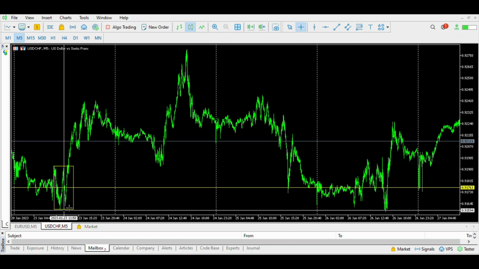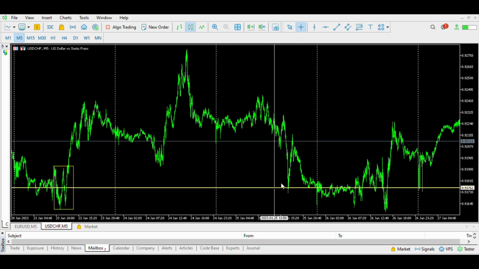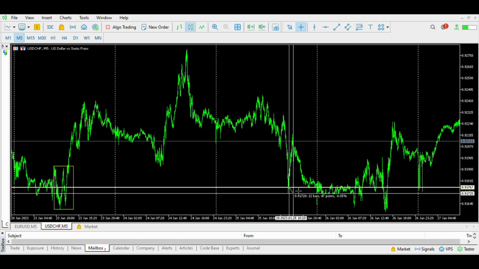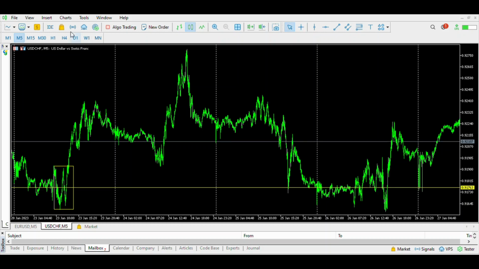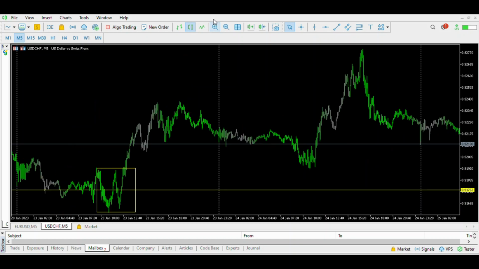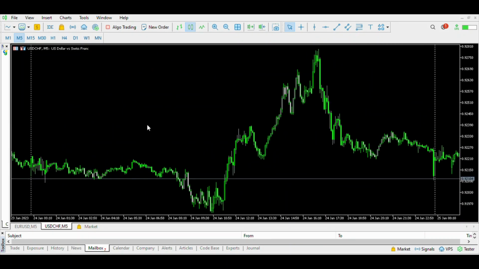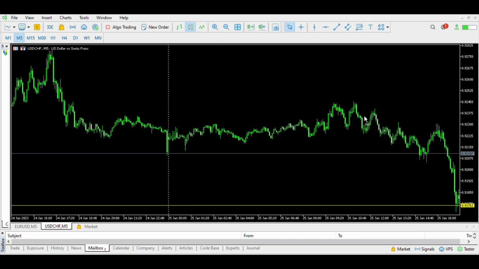So I had about a 16 pip stop loss. And as you can see, I didn't really need it. It only drew me down by about 4 pips and went straight to profit within about 10 minutes, I think it was. Let's just check that.